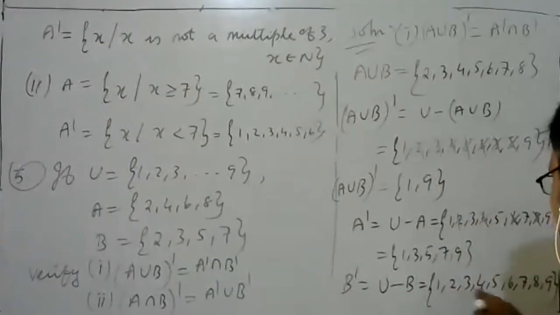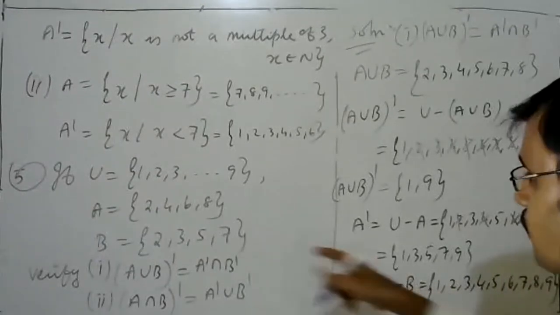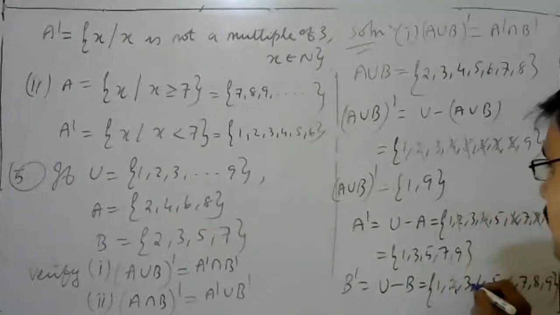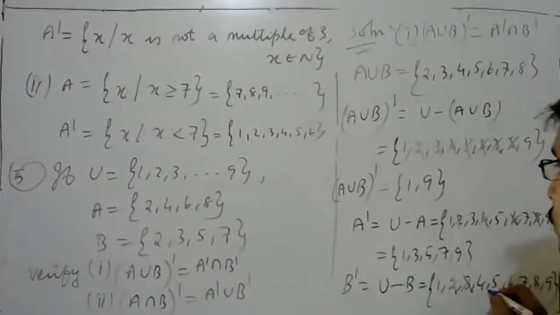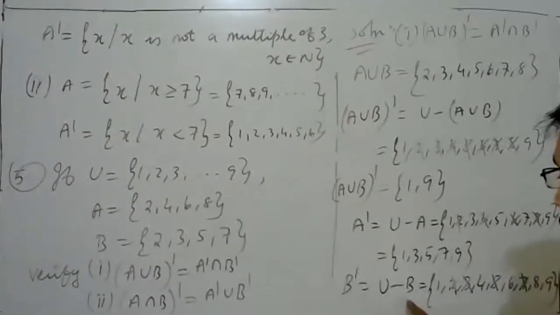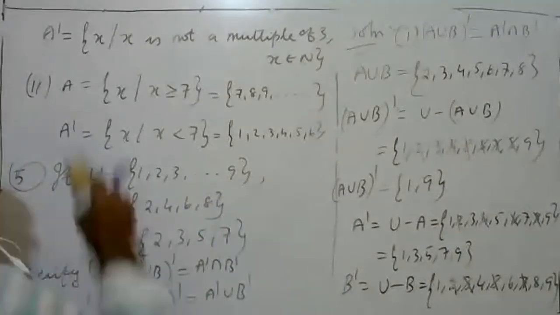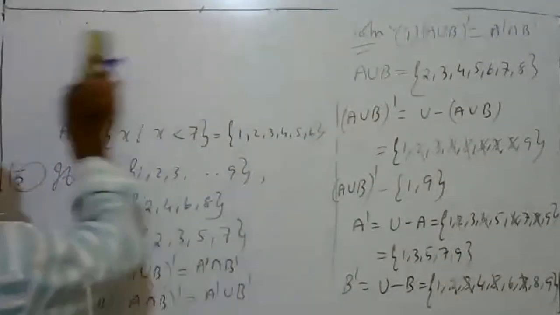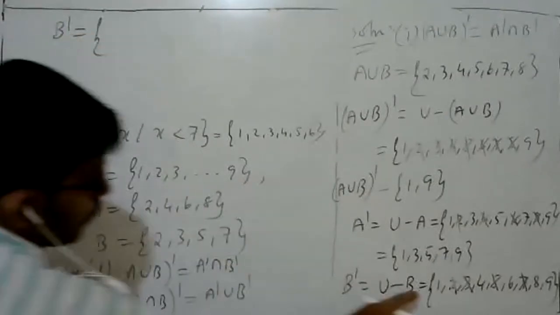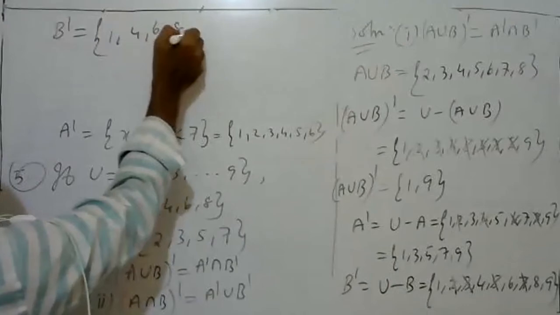Okay, now remove those elements in this set that belong to B. 1 belongs to B? No. 2 belongs to B? Yes. Remove that. 3 belongs to? Yes. 4 no. 5 belongs to B. 7 belongs to B. Remove that. Okay, now write the remaining elements. That is your B complement. So therefore B complement is equal to 1, 4, 6, 8, 9.